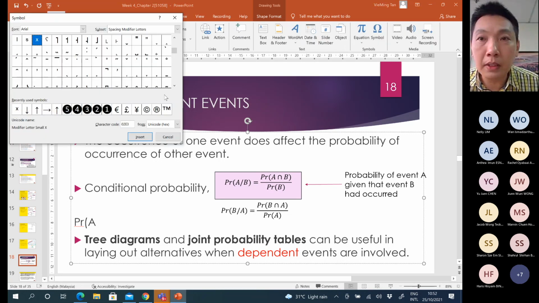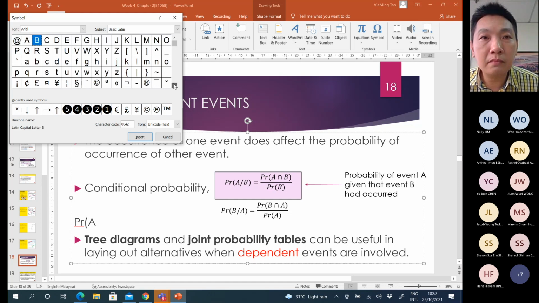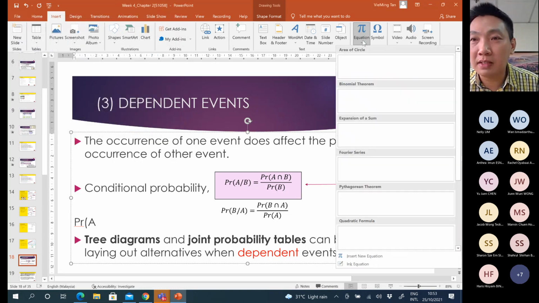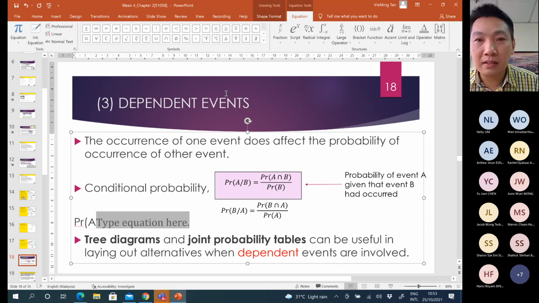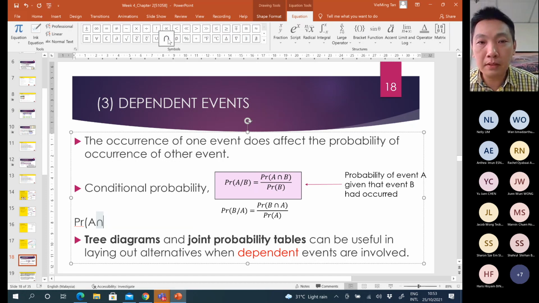I try to use symbols. I simply use n, or maybe I use an equation. I use an equation, a lot more standard. This one, B, has the same meaning as this one.